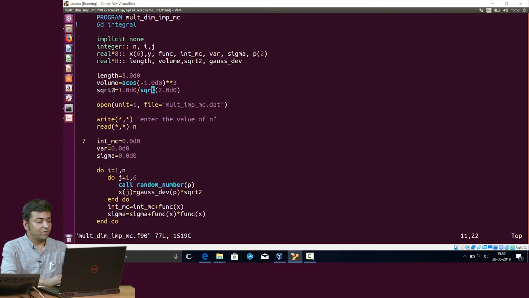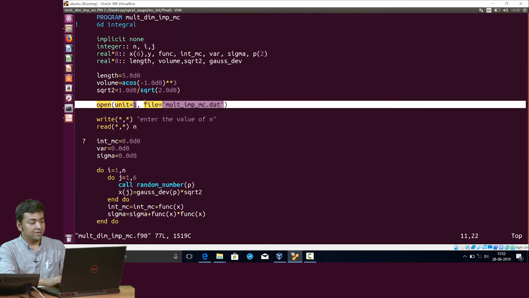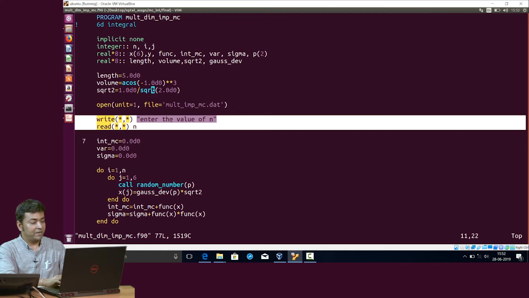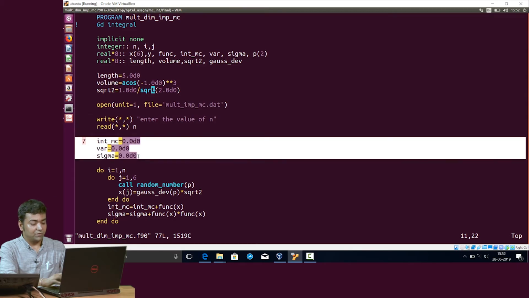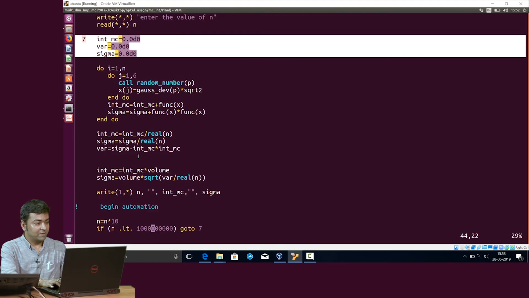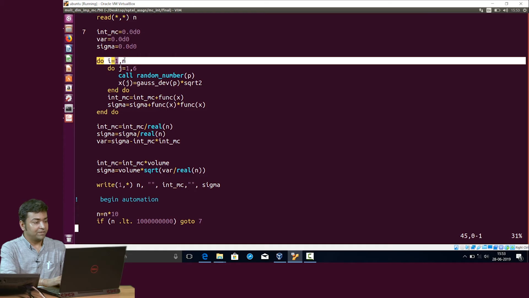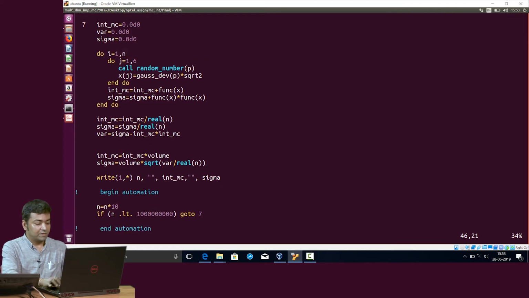And then, as before, we write the values of my integral and the error in this file for different values of n. We ask the user to supply us the starting value of n, and then I read that. Then I set my different variables to 0, and then I start doing the average. Basically, I am doing the average in the first loop. Unlike before, now I have 2 do loops. This is the first loop here, starting with do I equals 1 to n, and it ends here. And then I have the second do loop.